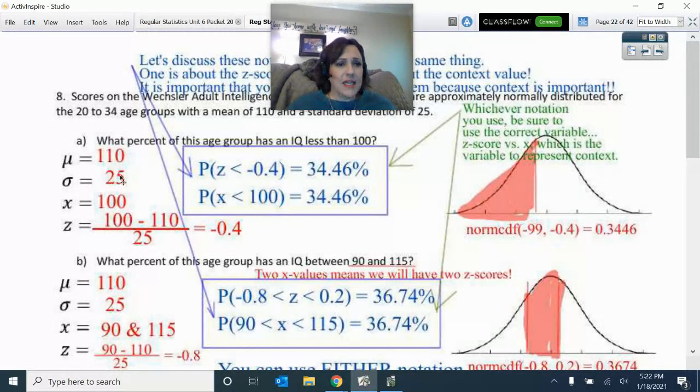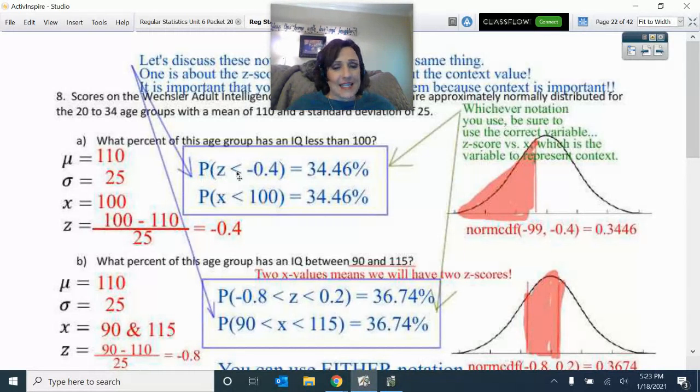All right. So our mean was 110, standard deviation of 25, and the x value we wanted was an IQ less than 100. So our x value was 100. I do that by x minus the mean over the standard deviation. So this is -0.4. That is a location almost half a standard deviation below the mean. Now, let's take a look at these two ways that you write these. In our calculator, we would do norm CDF from -99 up to that z-score of -0.4. And that gives us 0.3446.